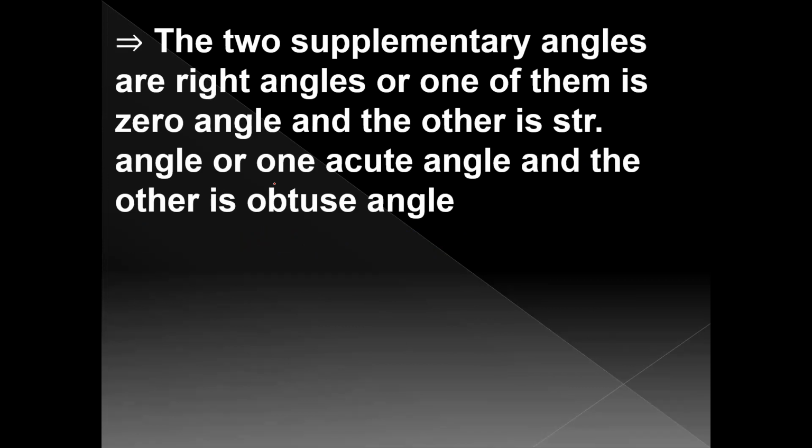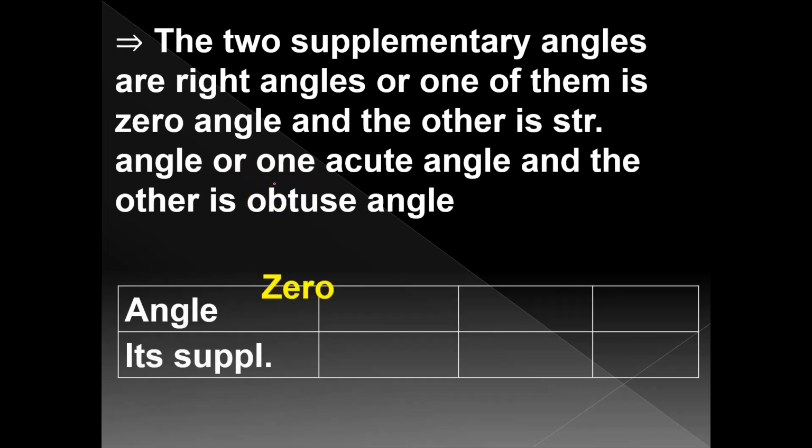If two supplementary angles are equal, they are right angles. We can say that if we have two right angles, the two angles are supplementary. Or one of them is a zero angle and the other is a straight angle. And if one of them is acute, the other will be an obtuse angle.